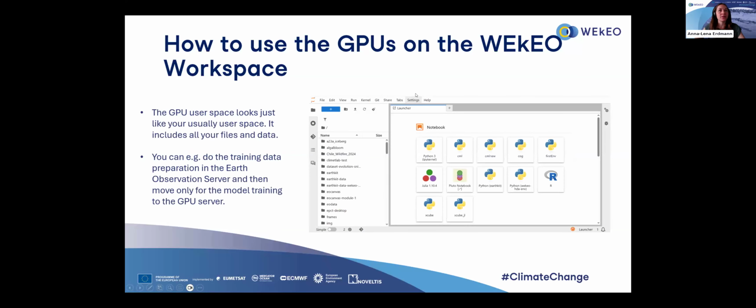And then it will redirect you to the Jupyter Hub. You will notice that it looks exactly like your usual user space. So you have all the data which you've produced in the past already, all the code. And this is really handy because it enables you to, for example, do the data preparation part in the Earth observation server and then move to the machine learning GPU server only when you really do the model training and inference part.